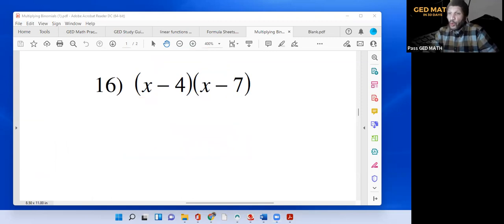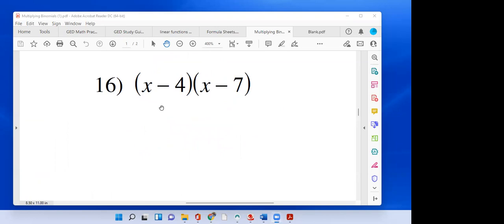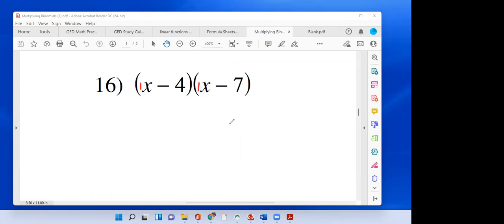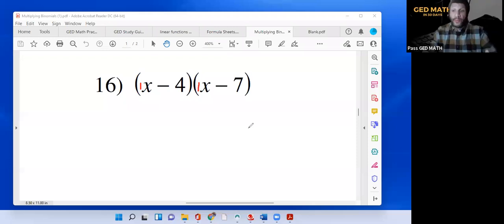Now, I'm going to go to a more difficult problem. Well, really, this is easy. I'm going to show you why. Watch this. I'm going to show you a little trick. The coefficient on both of these is one. Yeah, that's where I get confused when there's not a number there. So when there's no number there, it's a one.